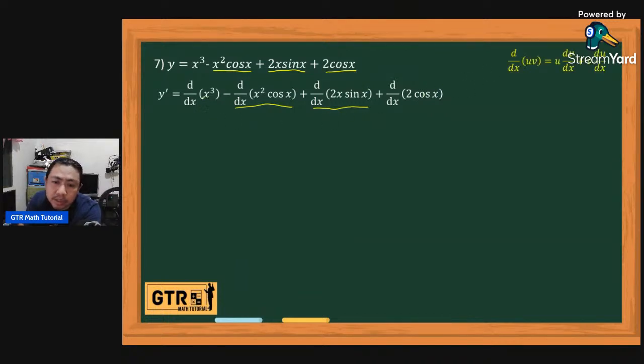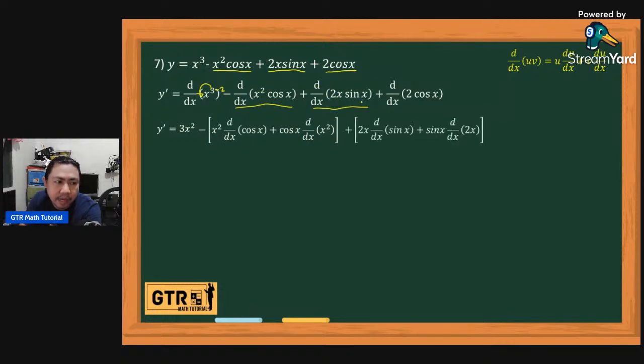So derivative of x cubed, just power rule: put 3 in front of x and then subtract 2. So that is equal to 3x squared. Okay? And then get the derivative of the next term using product rule. So this is equal to negative x squared derivative of cosine x plus cosine x derivative of x squared. Another product rule for this term: 2x derivative of sine x plus sine x derivative of 2x. Plus, we have the direct formula for cosine x, which is negative sine x. So just put 2 in front, negative sign sa labas, so negative 2 sine x.